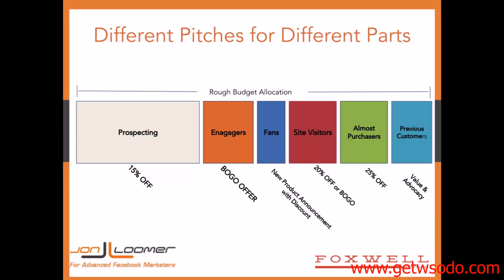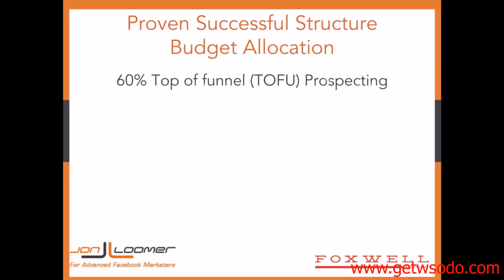There are different pitches for different parts of this, which is that on the prospecting side, you're going to have 15% off, and for the engagers, you might have a BOGO offer. So this goes with what we're talking about: multiple objectives, multiple pitches as time goes on.